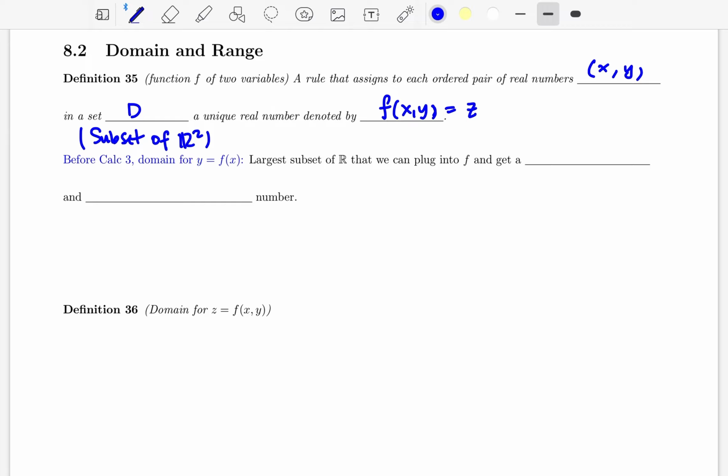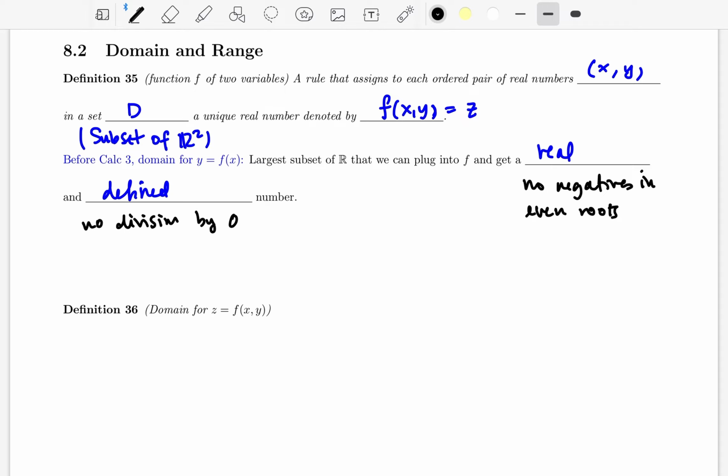Now, before Calc 3, we knew that if I had a function y equals f of x, where both the domain and the range live in the real numbers, the domain is just the largest subset of the real numbers that we can plug into f and get a real and defined number. And hopefully you remember what this means. Real means, let's say, no negatives in even roots. And defined means no division by zero.